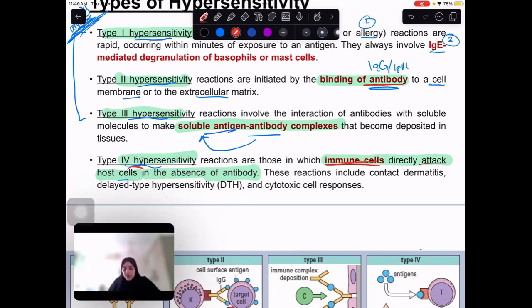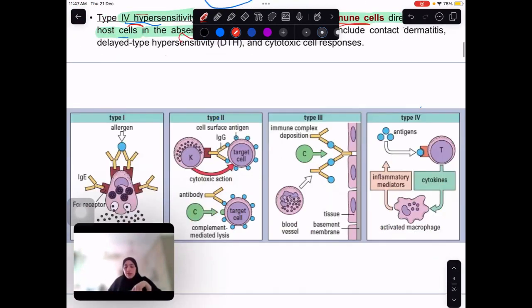In this case, we're using T cells or immune cells, and they're going to be directly attacking the host cells in the absence of antibodies. So again, we have four types. The first three are going to be antibody-based. The last one is not. The first one, type 1, is going to be three things I want you to remember: immediate, allergy, and IgE. The second one is going to be antibody-based, IgG or IgM, and it's going to be binding to the cell membrane or extracellular matrix. The third one, is it antibody-based? Yes, it is. It's going to be binding to what? Soluble antigens. Last one is going to be T cells.